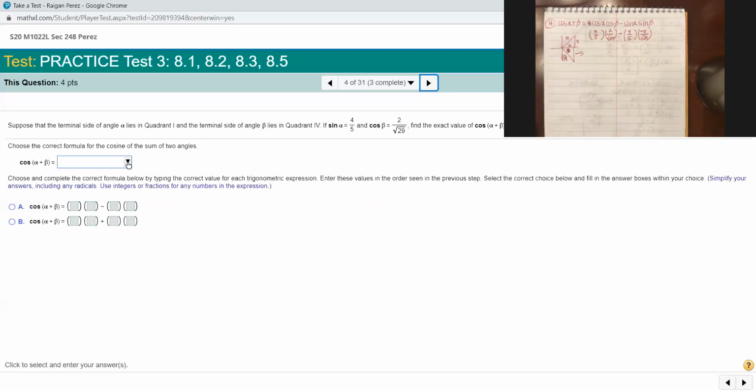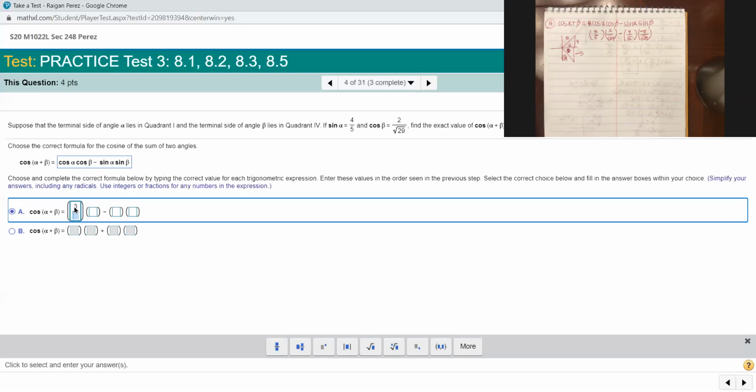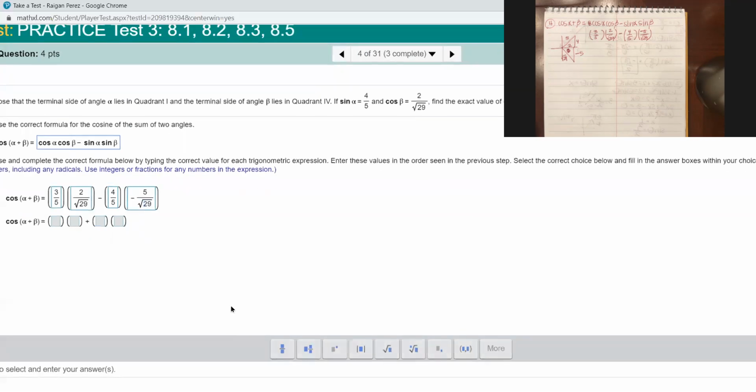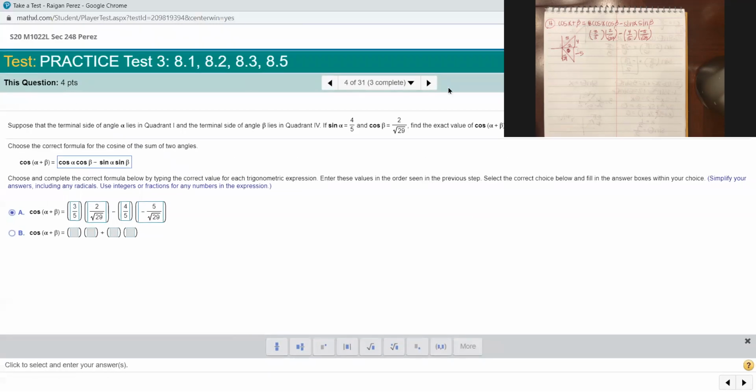So over here they ask for the formula. So it's cosine of alpha, cosine of beta, minus sine of alpha, sine of beta. And then looks like they just want us to plug them in. So I'm going to have to do all the work here. 3/5 times 2 divided by square root of 29, minus 4/5 times negative 5 divided by square root of 29. And there you go. That's it. Sorry, I accidentally zoomed in. All right.